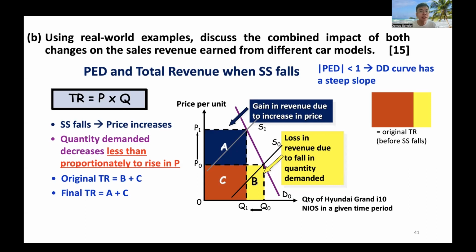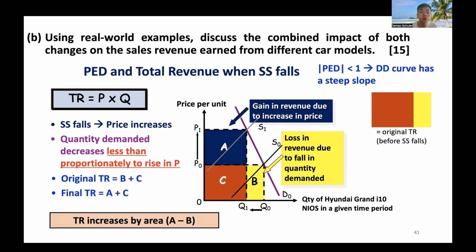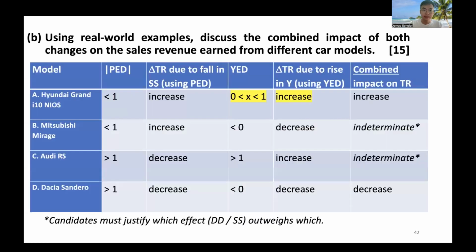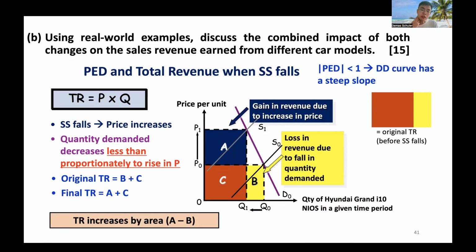You would notice that C is apparent in both cases. And that means we have to compare the sizes of A and B. Well, clearly A is bigger in its area, has a larger area than B. And that means total revenue increases by area A minus B, right? And the final total revenue would be A plus C, as mentioned. And therefore, in this isolated analysis, total revenue falls. I'm sorry, total revenue increases, right?